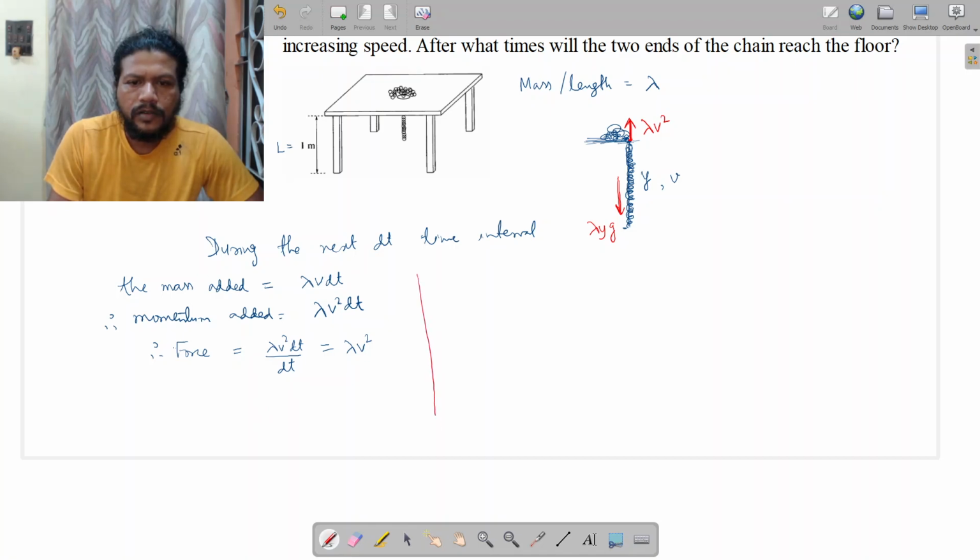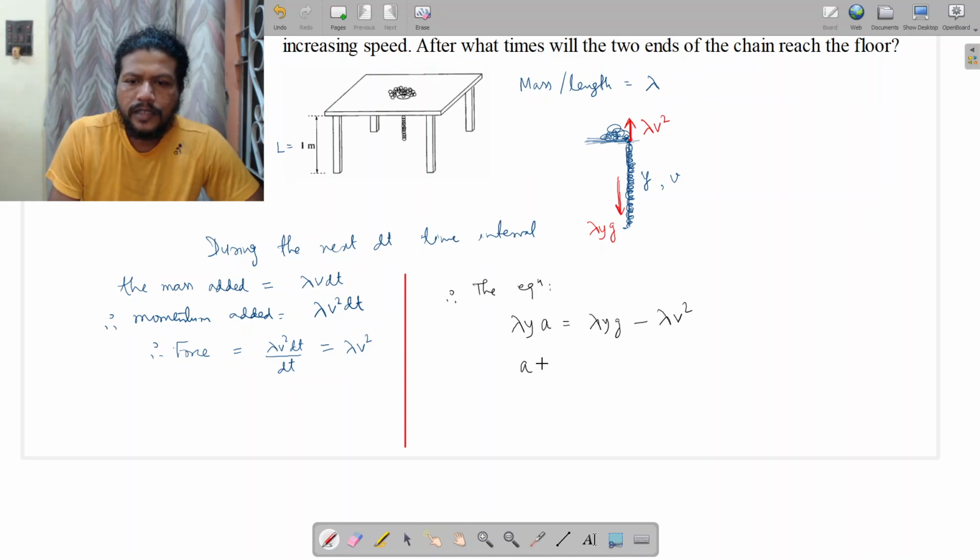So we could write down for the chain the relevant equation governing the dynamics of the chain, that is mass into the acceleration, that is lambda y into the acceleration a. This will be the net downward force, which is the force of gravity, minus lambda into v square.